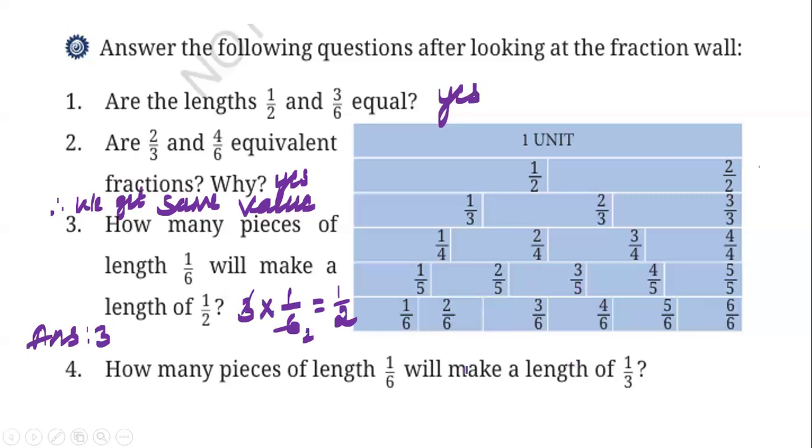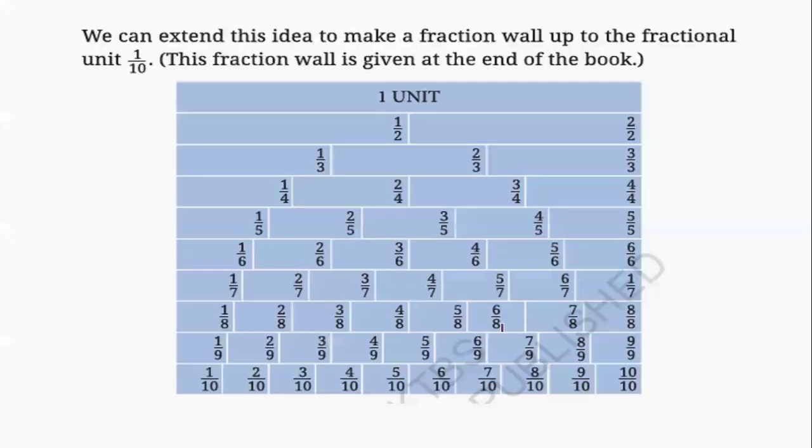How many pieces of length 1 by 6 will make length 1 by 3? 1 by 3, here 2. 2 into 1 by 6 makes 1 by 3. 2 ones are, 2 threes are, that means 1 by 3. Answer is 2.